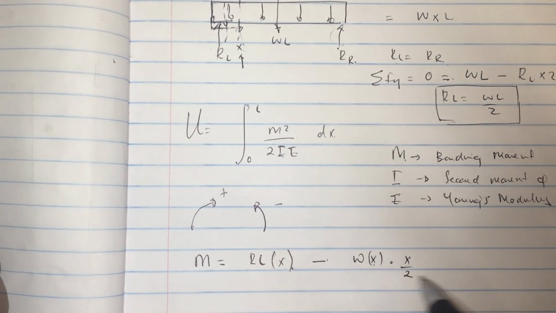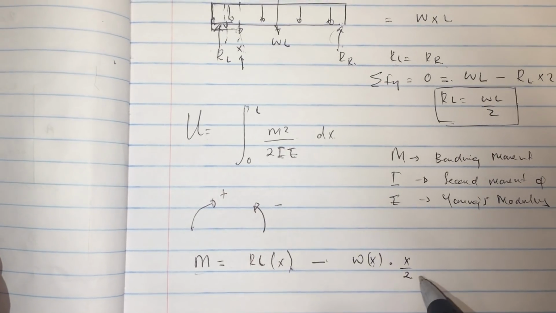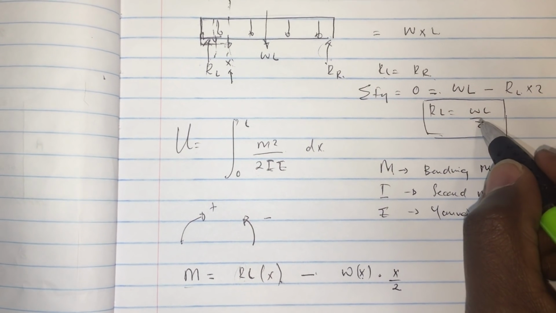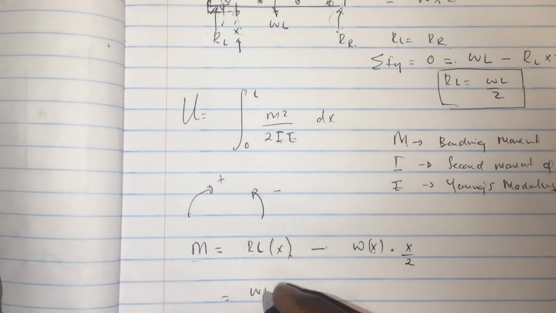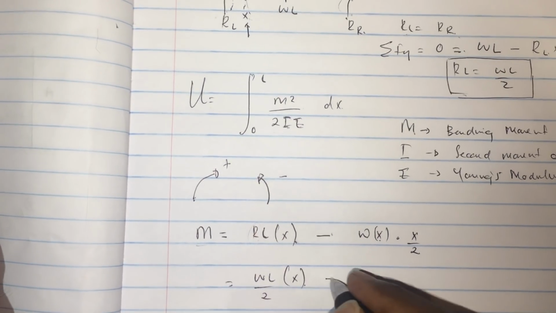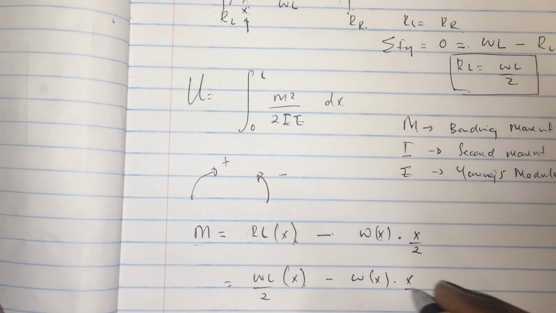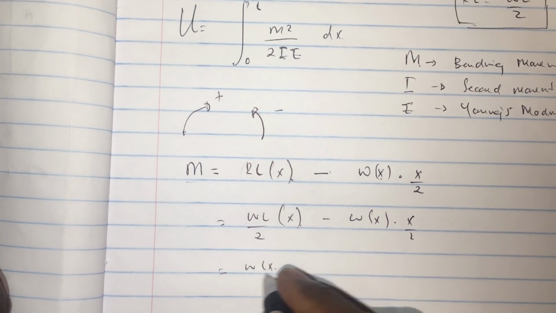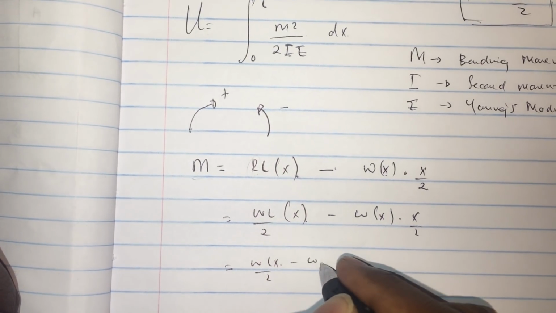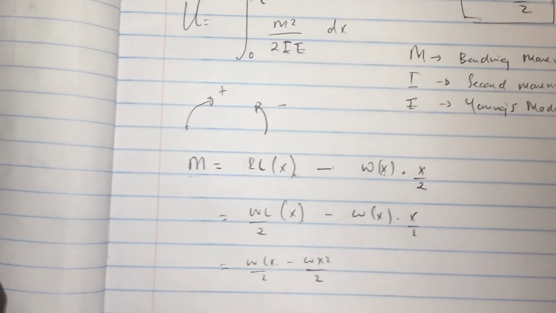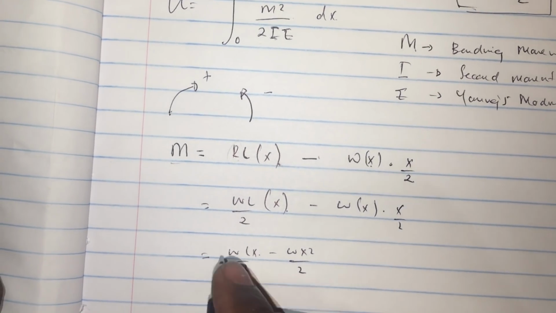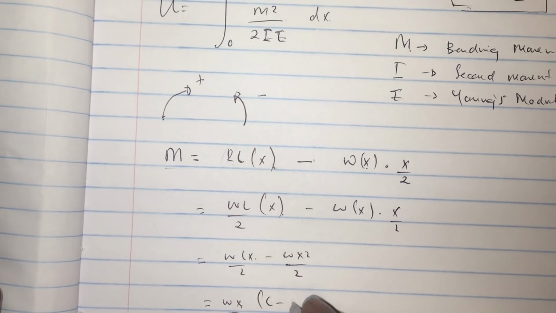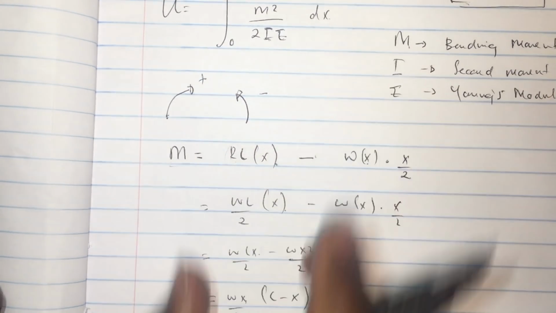So this would be the resultant bending moment. But we know that RL, from our calculation, is omega L over 2. So it's omega L over 2 x minus omega x over 2. So this equation simplifies to omega L x over 2 minus omega x squared over 2, right? Okay, we can further simplify this to omega x over 2 (L minus x), right? So this is our bending moment.